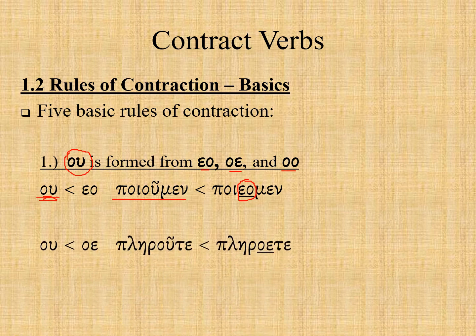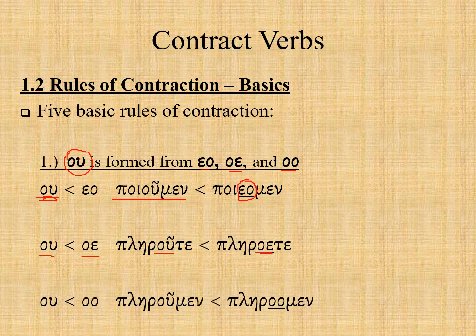Here's another example with the verb plerao. Omicron upsilon comes from omicron epsilon. So you can see the pattern here, and it ends up becoming plerouite. And a final example, omicron upsilon comes out of two omicrons, and plerow with two omicrons becomes plerooumen.